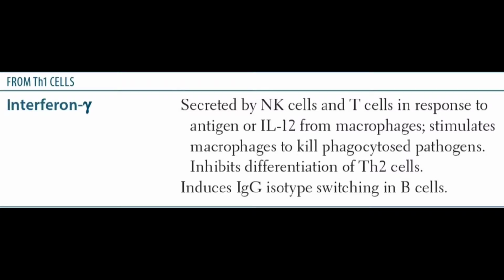It stimulates the macrophage to kill the phagocytosed pathogen, and it also inhibits the differentiation of the T helper 2 cells. It induces immunoglobulin G isotype switching in the B cells. So interferon gamma is the only cytokine that is secreted from the T helper 1 cells.